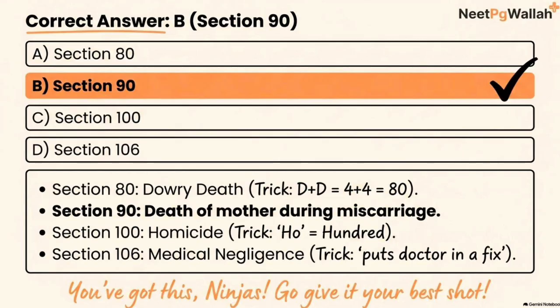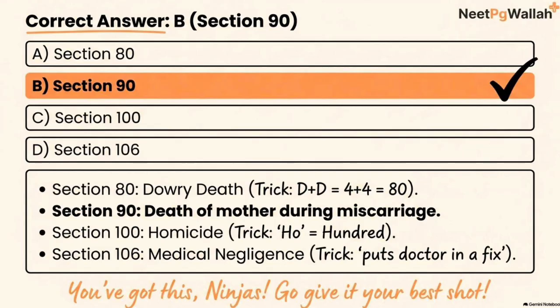Okay, this brilliantly illustrates our memory hacks at work. The correct answer is B, Section 90. How do we know this instantly without even breaking a sweat? Because we know Section 80 is D plus D for dowry death. We know Section 100 is HO for homicide. And we know Section 106 puts the negligent doctor in a fix. By pure process of elimination and our 80, 90, 100 staircase, 90 is undeniably the death of the mother during a miscarriage. If you got that right, you are more than ready for this.